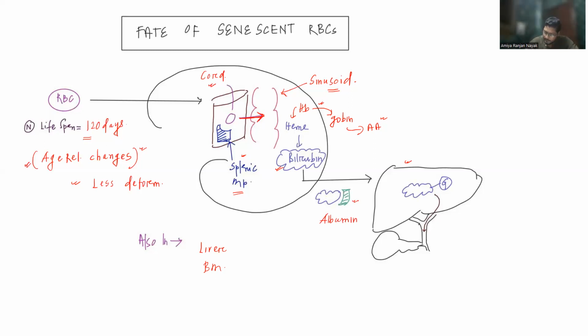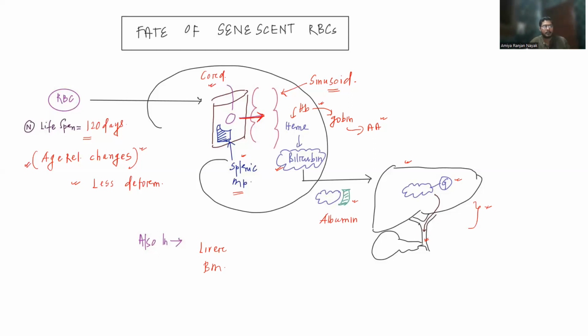Inside the liver, it will be conjugated with glucuronide, and after conjugation, it can go into the bile and get excreted. This bilirubin metabolism we will also discuss in a separate video. So this is what normally happens.